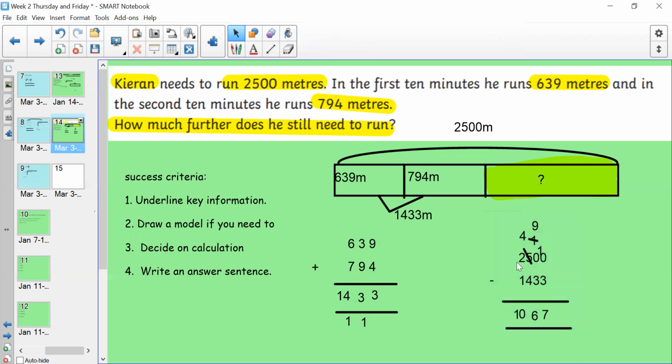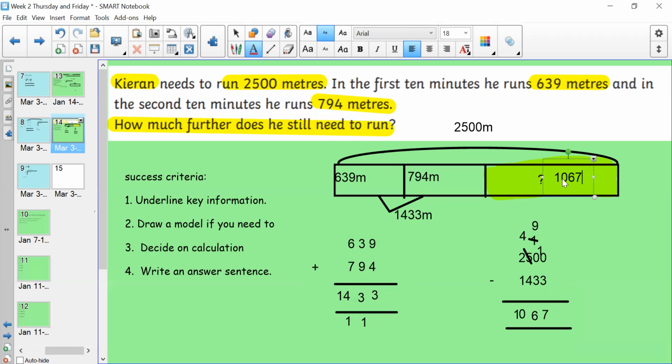Okay, so if I line my numbers up in columns, you can see that I had 2 zeros here, so I had to do lots of regrouping to get my answer. But my total answer was 1,067. So he had to run 1,067 meters. And if I did want to check that, I could add 1,067 plus 794 plus 639 meters together, and I will get 2,500 meters.